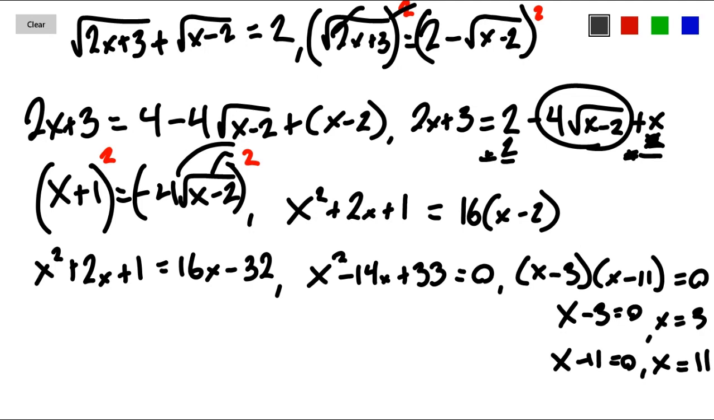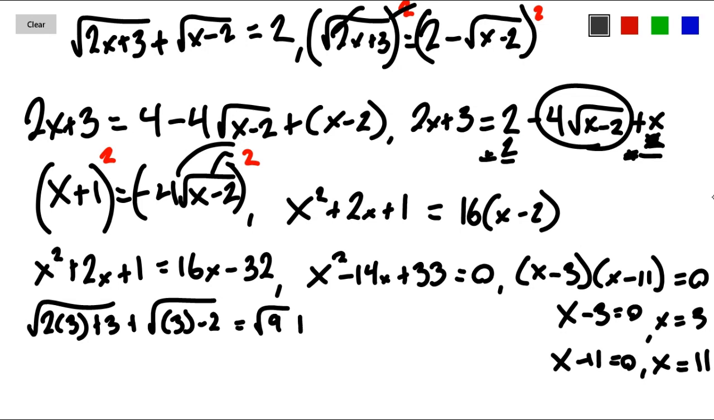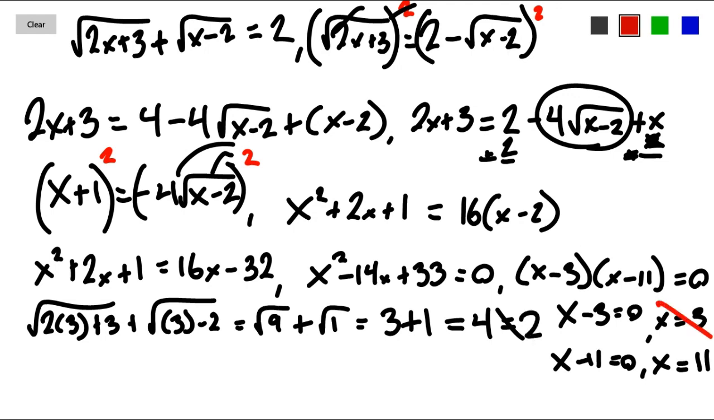So for the first one, I have the square root of 2 times 3 plus 3 plus the square root of 3 minus 2. So 2 times 3 is 6, and 6 plus 3 is 9, so I have the square root of 9. And 3 minus 2 is 1, so I have the square root of 1. The square root of 9 is 3, and the square root of 1 is 1. And this equals 4, which is not equal to 2. So what this tells us is that the solution x is equal to 3 is extraneous.